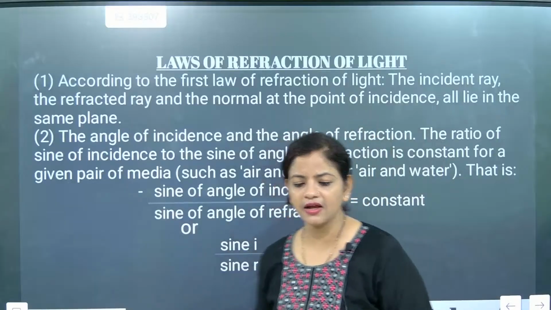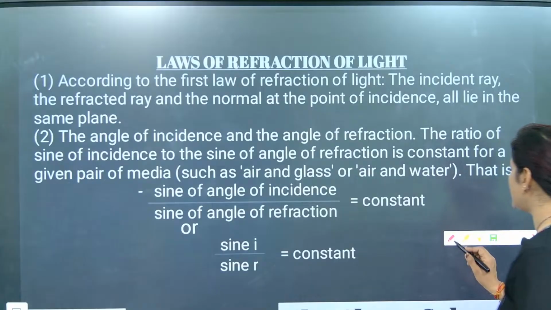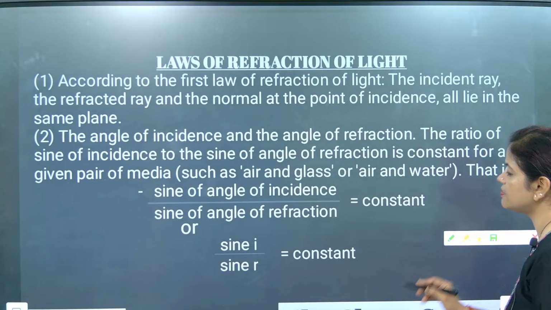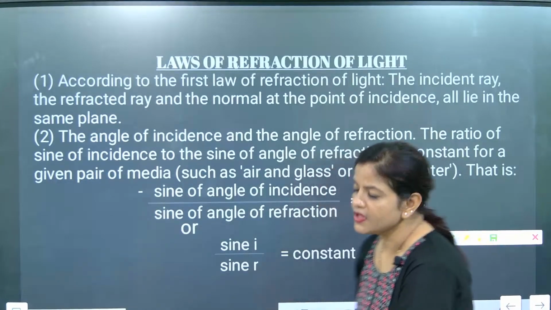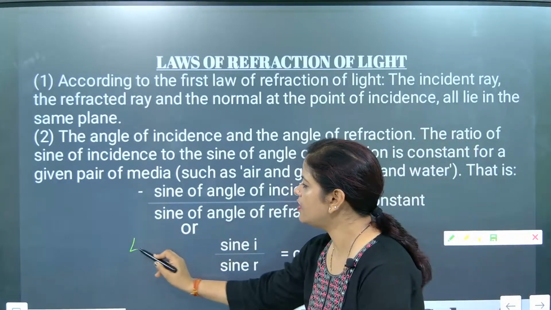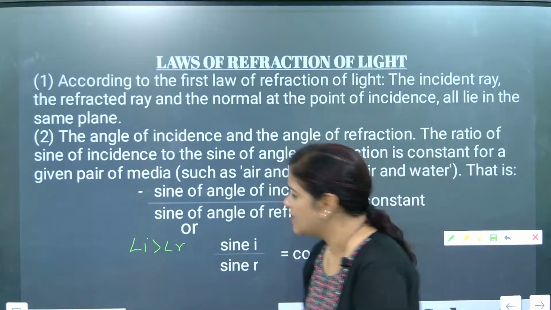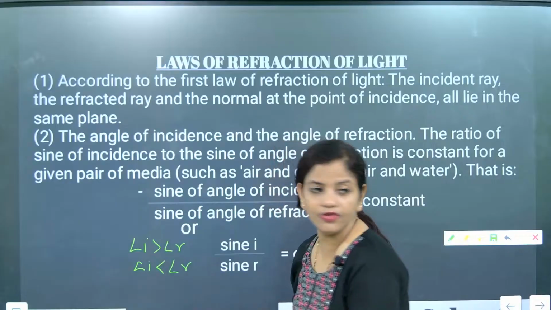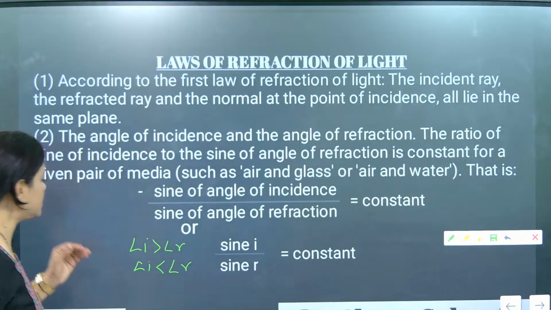Either the incident angle can be greater. Now listen, I forgot everything. Now I want you to answer my question. Are you ready to answer my question, beta? There will be two cases. The first case is when the angle of incidence is greater than the angle of refraction. The second case is when the angle of incidence is less than the angle of refraction. Can you tell me, beta, which one is the first case and which one is the second case?